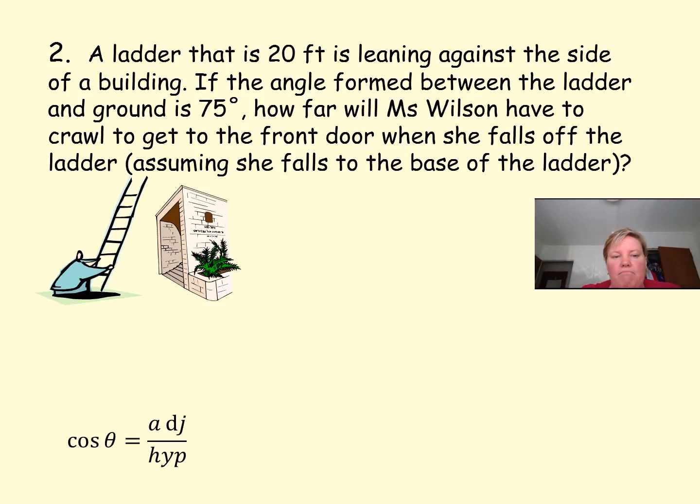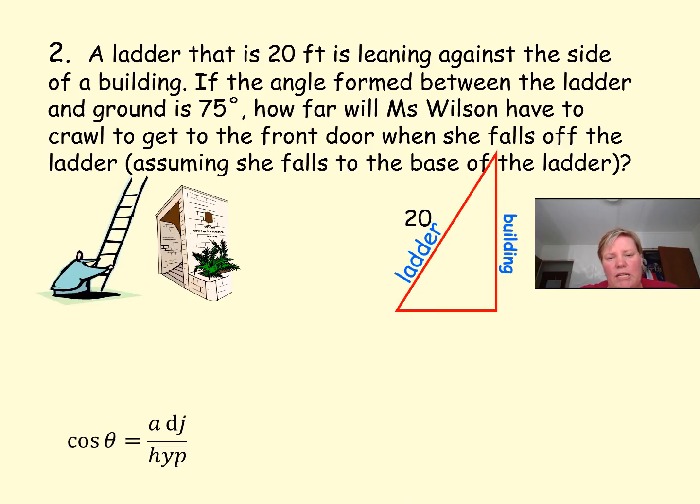There we go, my ladder. Good-o, there's the triangle. See it? Moving the triangle away. There's the ladder, there's the building. We know the ladder's 20, we know the angle down there is 75, and we're looking for how far this is. In other words, how far do I have to actually crawl in the door after I fall? I'll be crawling because I'll have broken most of the bones in my body. Right angle, oh, so I did put that one in.